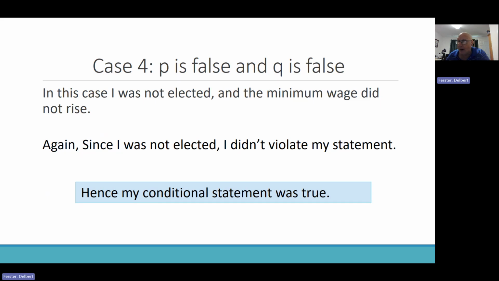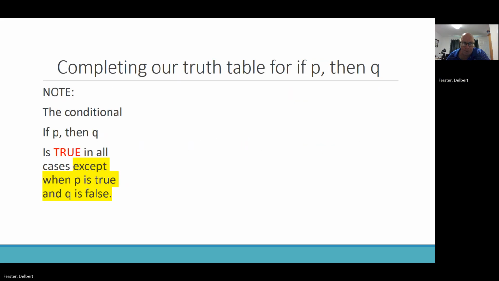Last case, neither happened. I wasn't elected. The minimum wage didn't go up. But again, since I wasn't elected, all bets were off. Hence, my given statement was not proven false.